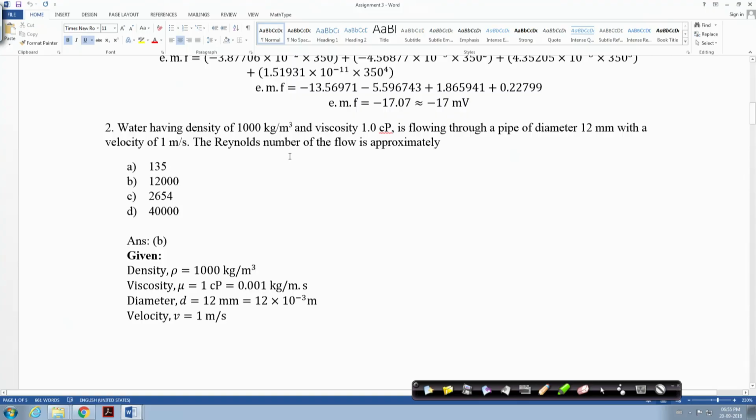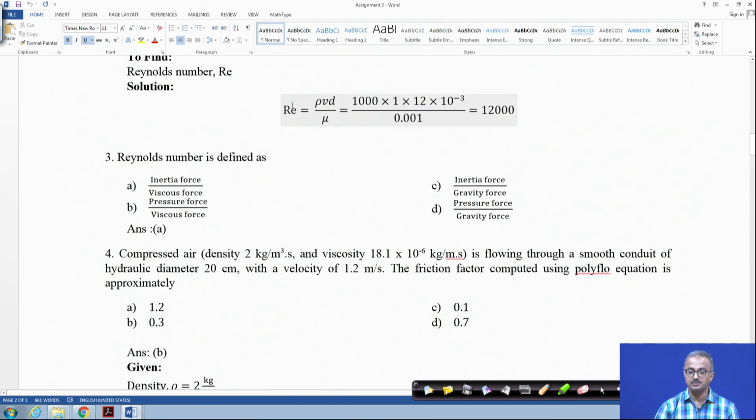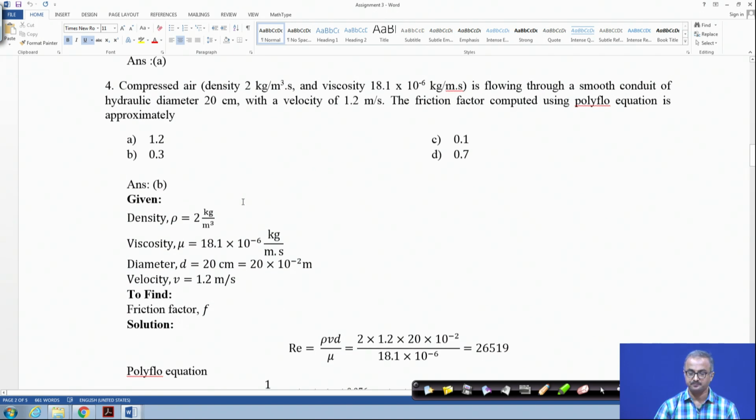So here this particular problem asks you to find out the Reynolds number. Here you see that the density and viscosity have been given, and the pipe diameter through which the liquid, that is water, is flowing has been given, and also the velocity of water. So if you know velocity, you can simply use this formula for Reynolds number, plug in the values, and you will get the Reynolds number value. And then the next question is about the physical significance of Reynolds number. You can go back to your lecture and figure out what is the physical significance of Reynolds number.